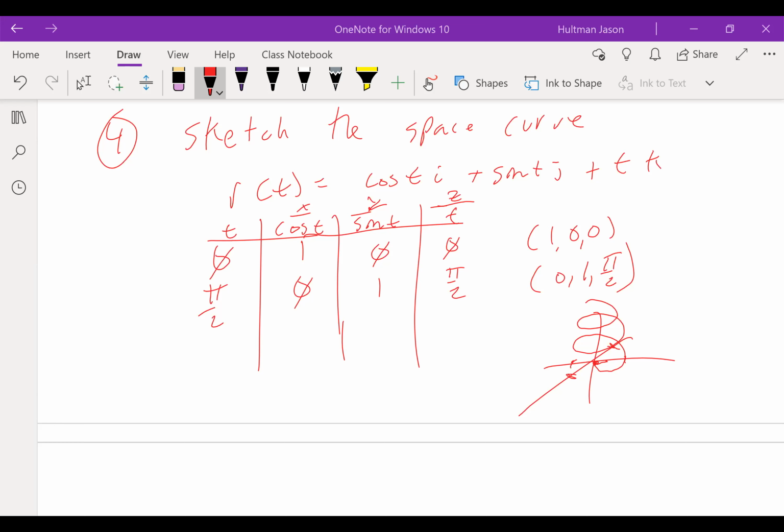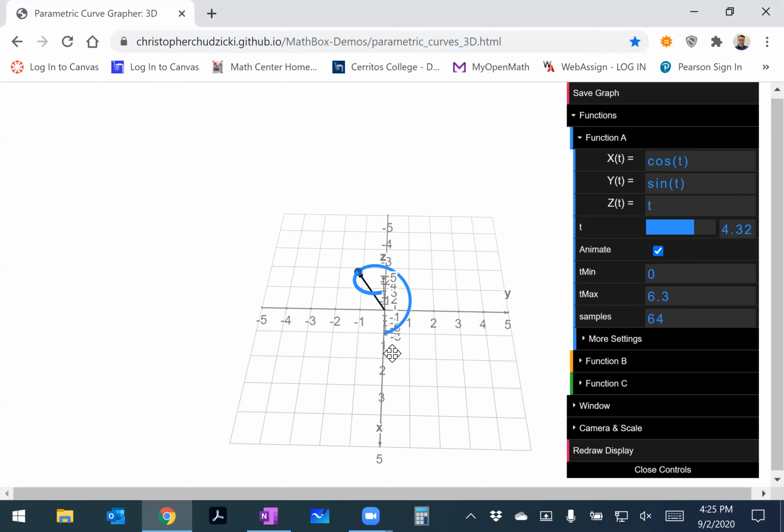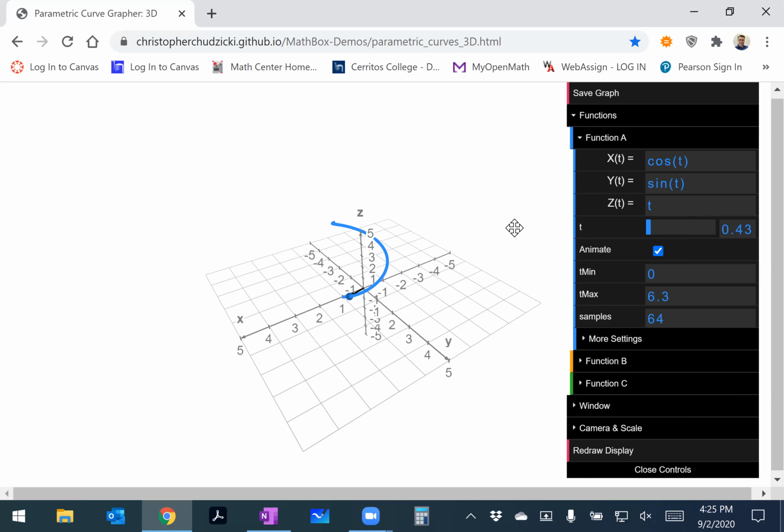So let me do a new share on this. Okay, and there we go. This is what I'm trying to show you. Okay. So cosine t, sine t, and t. This would be just the unit circle in 2 dimensions, but because we add that third dimension, it's a helix. It spirals up. Okay, so this is called a helix.